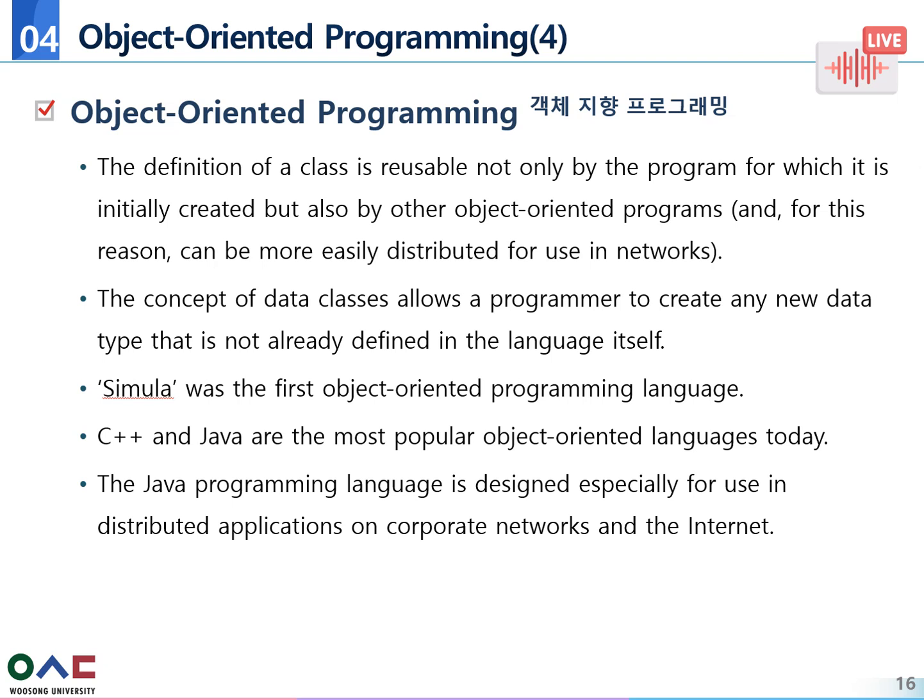The definition of a class is reusable not only by the program for which it is initially created but also by other object-oriented programs, and, for this reason, can be more easily distributed for use in networks. The concept of data classes allows a programmer to create any new data type that is not already defined in the language itself. Simula was the first object-oriented programming language. C++ and Java are the most popular object-oriented languages today. The Java programming language is designed especially for use in distributed applications on corporate networks and the Internet.